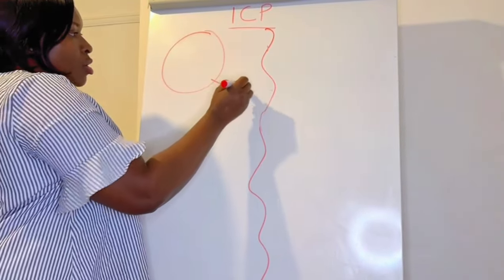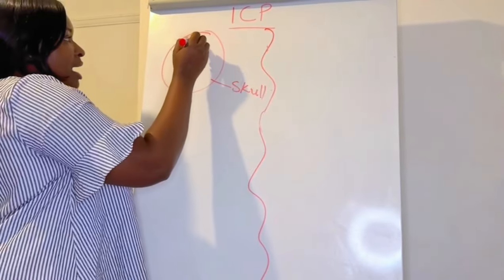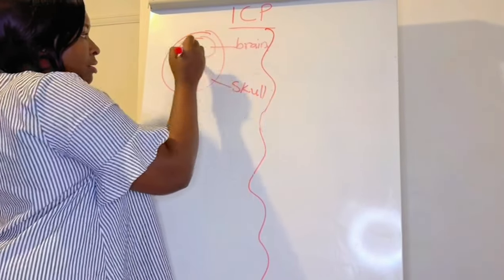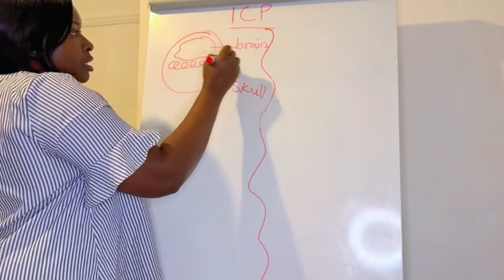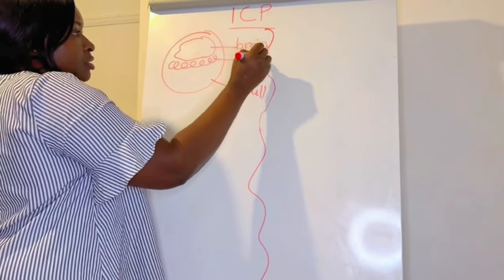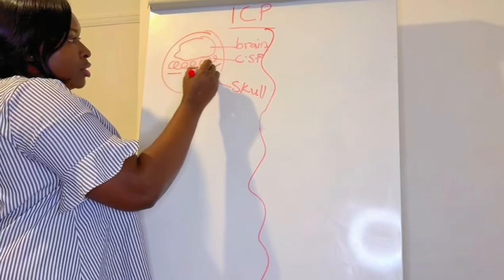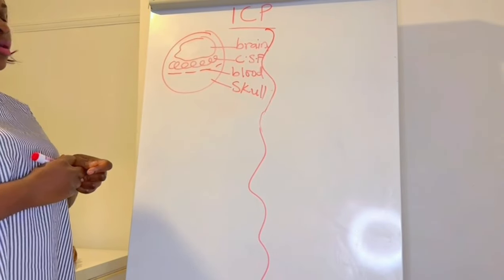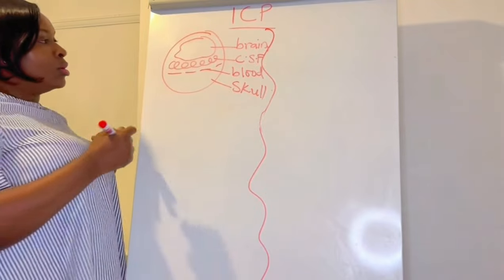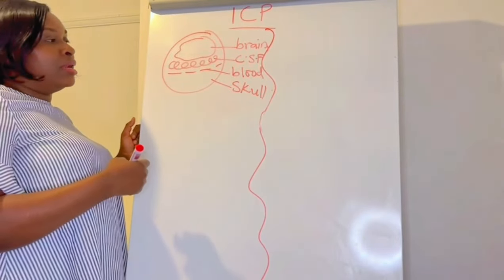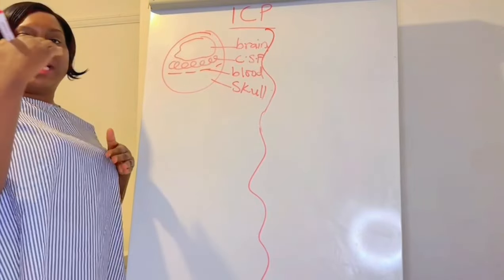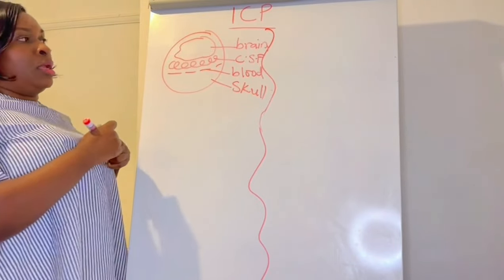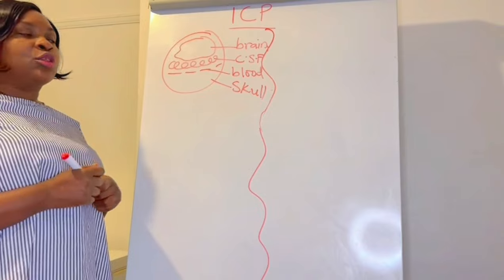Let's take this to be the skull, and within the skull we have some components, which is the brain. This is just for illustration. And let's take this to be the CSF, which is your cerebrospinal fluid, and then we are going to have blood. So these are the three components of the cranium, and your intracranial pressure is just the pressure within the cranium. And when the pressure within the cranium becomes increased above the normal, we say that there is increased intracranial pressure.